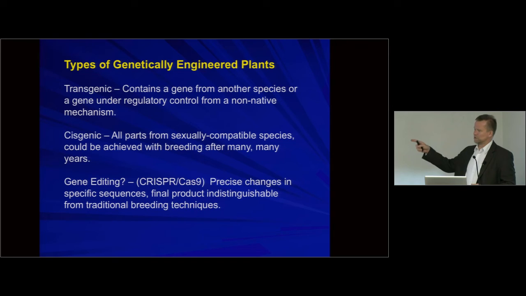They were able to do it with cisgenic approaches in 5 years, moving the same gene under its own control into a sensitive apple. So cisgenic approaches allow accelerated breeding.